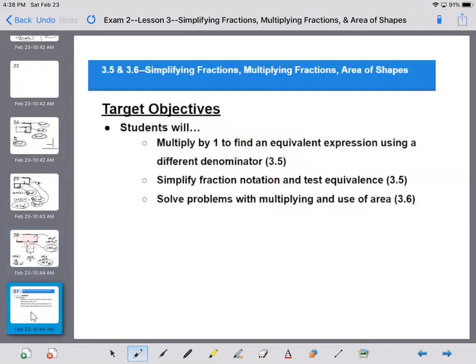So that concludes Exam 2, Lesson 3 video on simplifying fractions, multiplying fractions, and area of shapes.